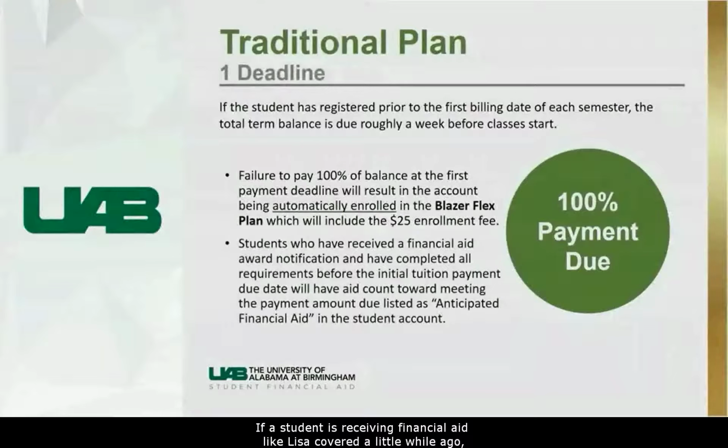If a student is receiving financial aid, like Lisa covered a little while ago, that financial aid will be factored into the account balance if all the requirements have been satisfied and if the student has already accepted the aid in BlazerNet. And if they have done all that, then it will be marked as anticipated financial aid in the student account.